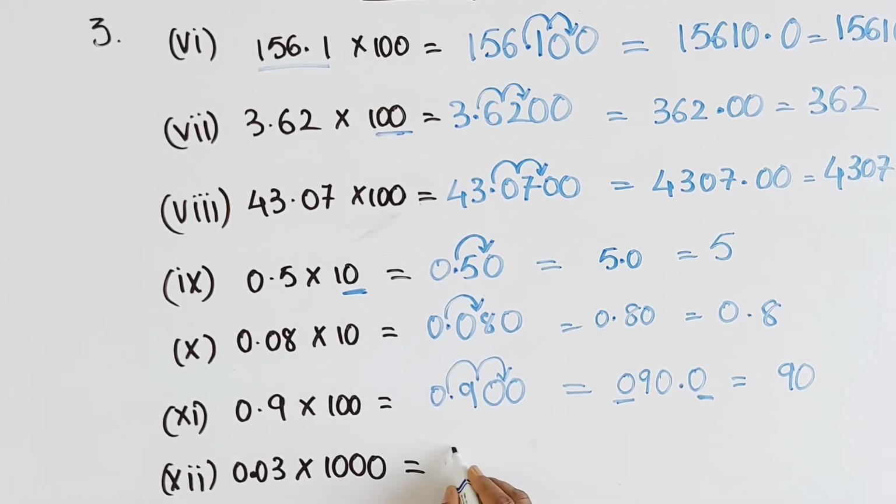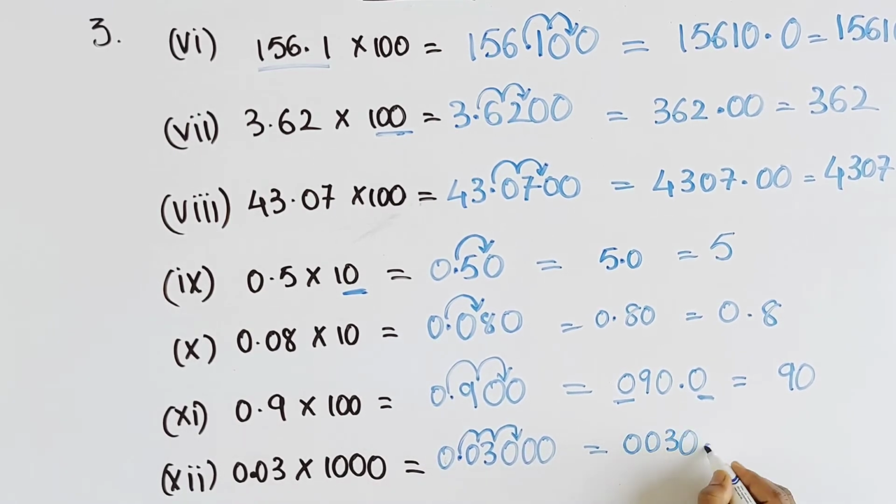0.03 into 1000, children. 1000 means 1, 2, 3 zeros. So the point also you have to move after 3 numbers. Right side we have to shift after 3 numbers. 1, 2, 3. Okay. That means 0, 0, 3, 0.00. Correct? Here we don't need zeros and these zeros also no use. That means 30 is the answer, children.